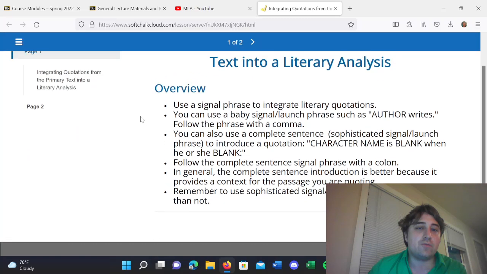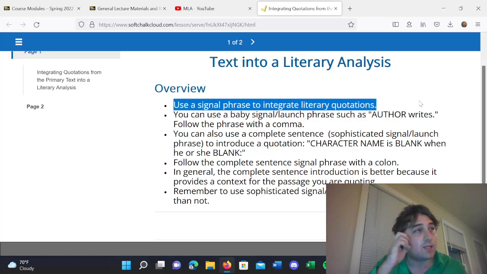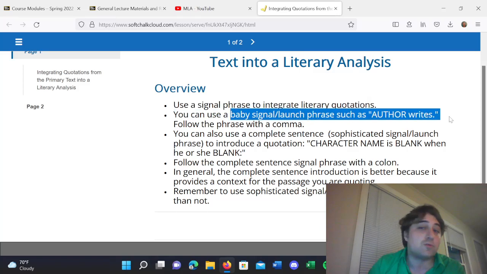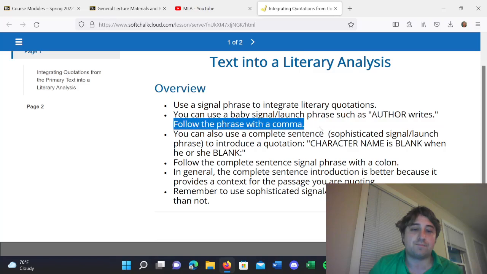So we want to first use a signal phrase to integrate literary quotations. A signal phrase, remember, is something like this. This is a baby signal phrase. The author writes, quote. You say something like, the author writes, and then a comma, and then you put the quote that you want to quote. Follow the phrase with a comma.